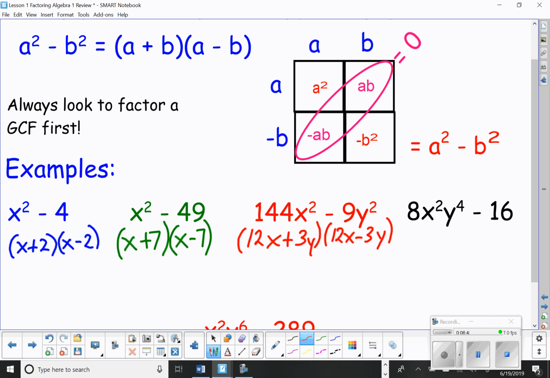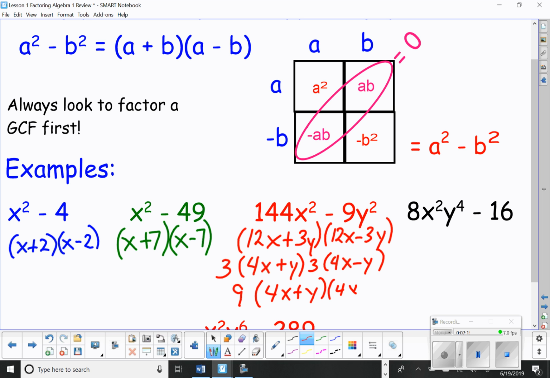Oh, but wait. There's a greatest common factor here. 3 will come out of both of these. So I have 3 times 4x plus y. 3 comes out of the 12 and the 3 here, so it's 3, 4x minus y. Now the 3 times the 3, I should put that together and make that 9. And I have 4x plus y, 4x minus y.